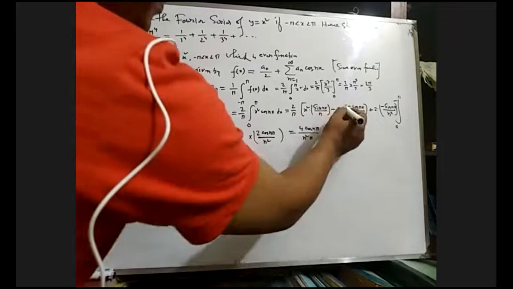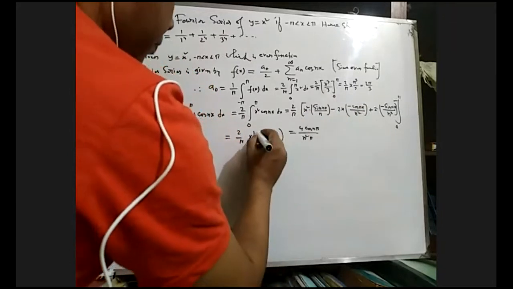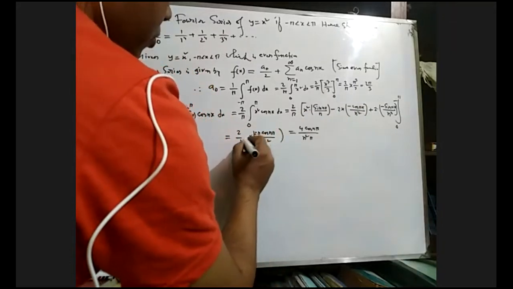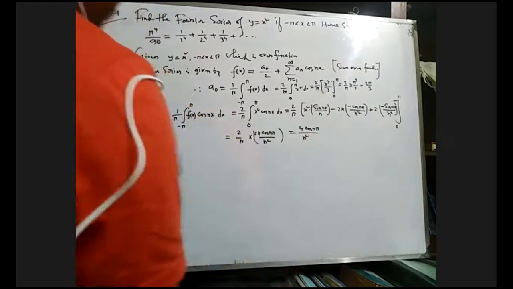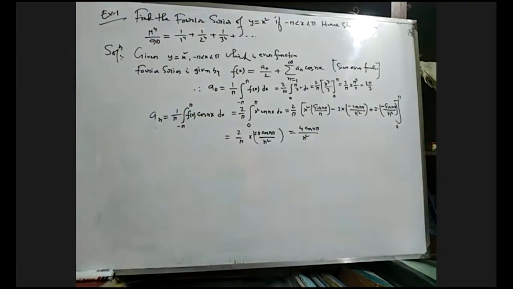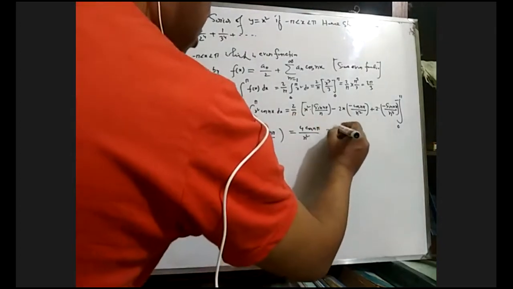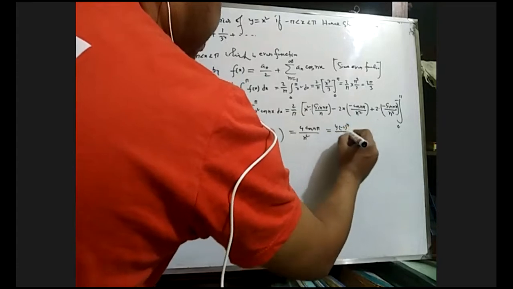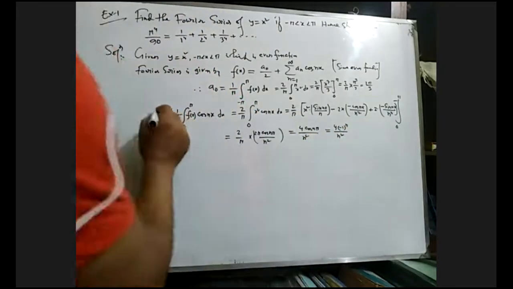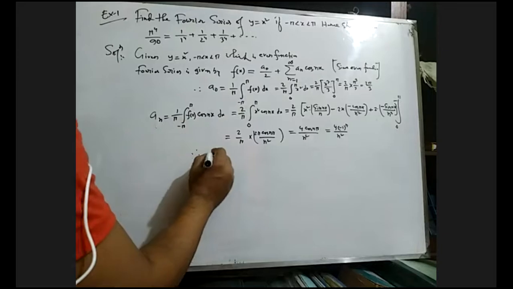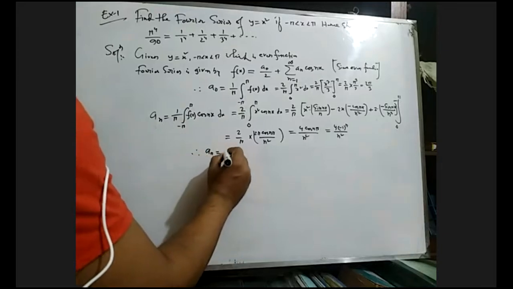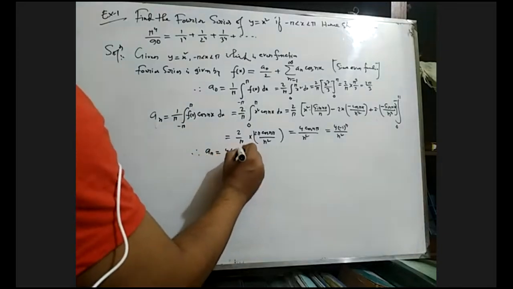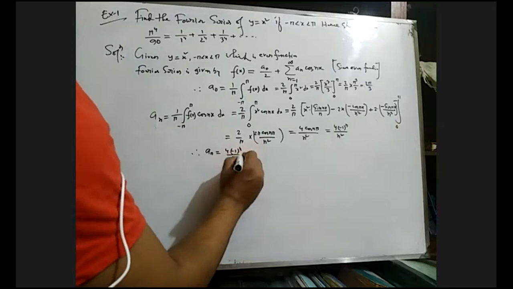Sorry, there will be another pi here, twice pi. So pi will be cancelled. Okay, so we get only 4 cos n pi divided by n square. You must know cos n pi equals to the formula what? Minus 1 to the power n. So this is the value we get: a_n equals 4 times minus 1 to the power n divided by n square.